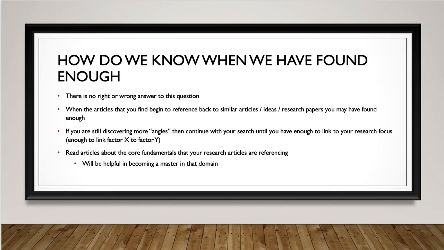However, if you're finding 8,000 articles related to your topic, maybe it's time to get a little more specific, because maybe your topic is already well researched enough that there's no point in redoing the research that already exists. So you're going to want to read articles about the core fundamentals your research articles are referencing. So going back to those articles and learning what those foundational core aspects are will be helpful in becoming a master in that domain. So learning all that you can about that topic.